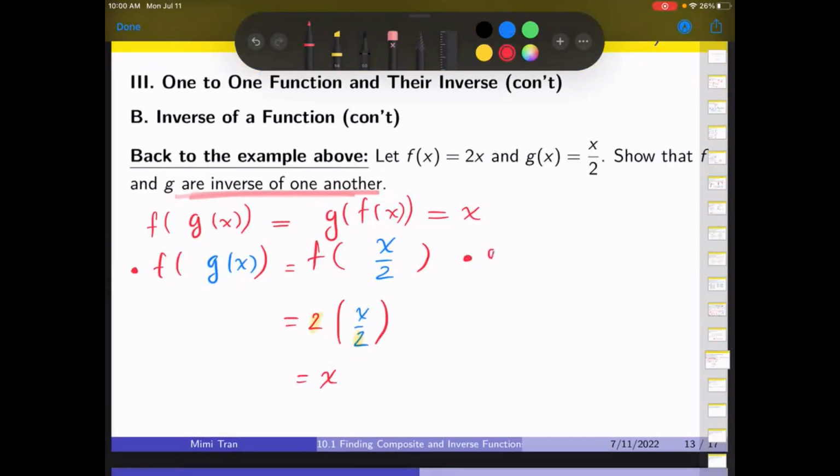What about G of F of X? Why don't you guys do that? I'll walk around and see how you do. People on Zoom, if your answer is X, give me a thumbs up or something like that.